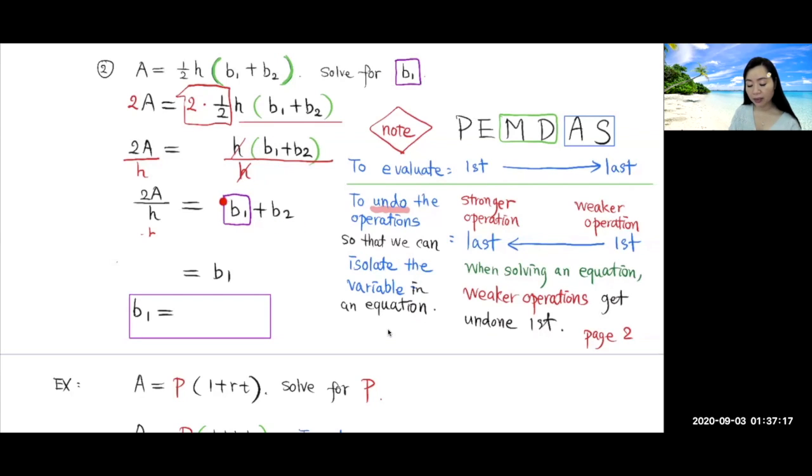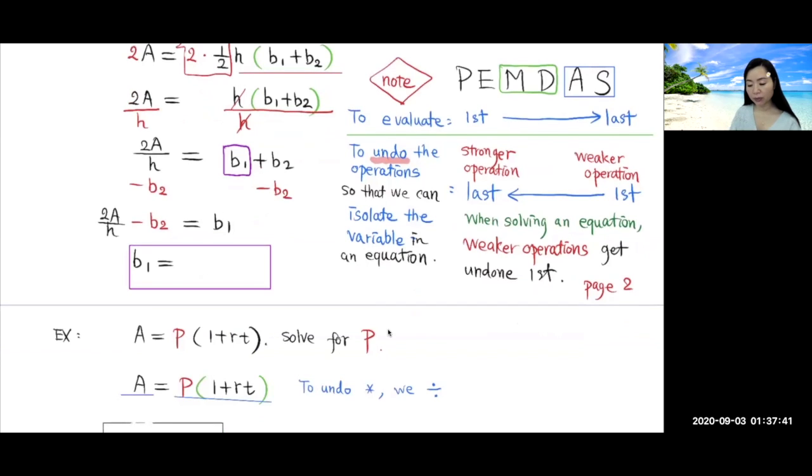Now to isolate this b1, we need to undo this addition with b2. So undo addition, we subtract. So we're going to subtract b2 on both sides. So now the b1 gets isolated all by itself. So on this side you will have 2a over h minus b2. Remember, the variable that we try to solve, we want to leave it to the left side of the equation. So b1 will be equal to 2a over h minus b2. So that's the final answer over here.